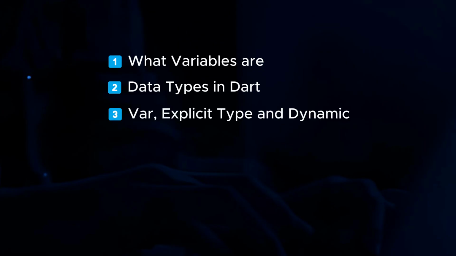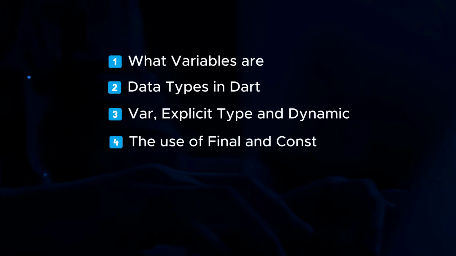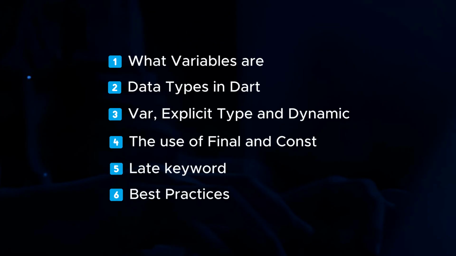Today we learned what variables are, how static typing works, the difference between var and explicit types, the main built-in data types, the difference between var and dynamic, how final differs from const, when to use the late keyword, and finally, the best practices professional Flutter developers follow every day. These concepts are foundations of every Flutter application you'll ever build. Master them now, and the rest will become much easier.